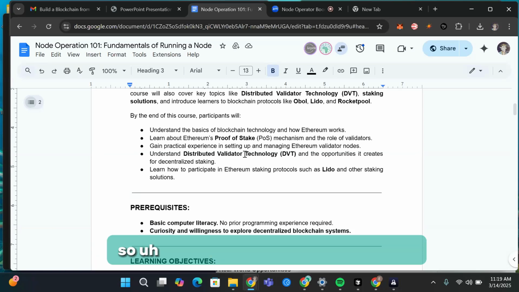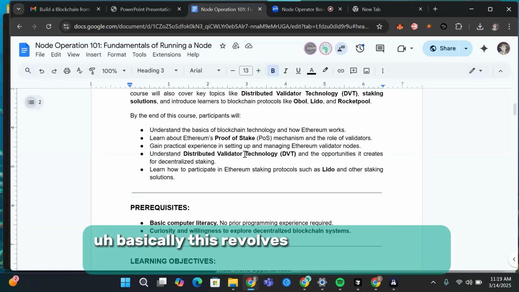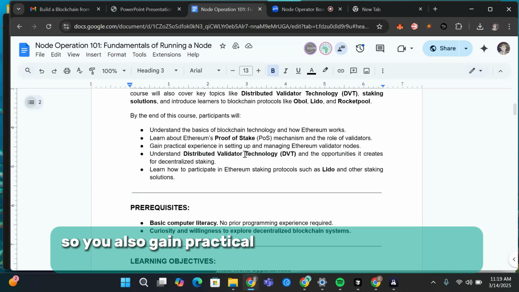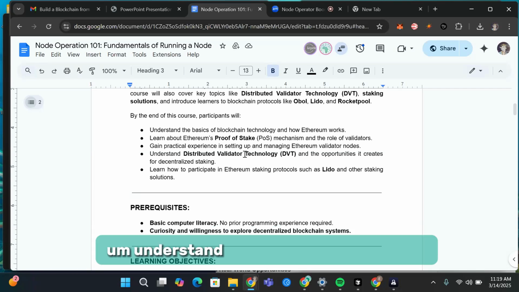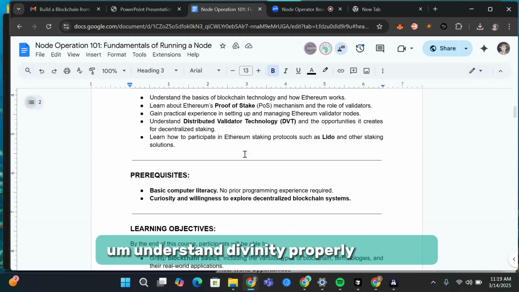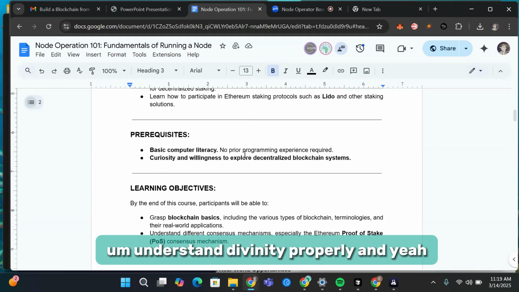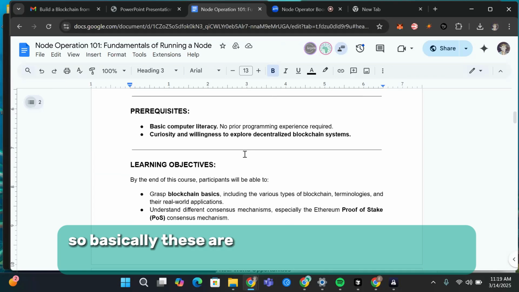So we also understand, basically this revolves around the roles of validators. So you also gain practical experience on setting them up, understand DVT properly, and yeah. So basically these are the things.